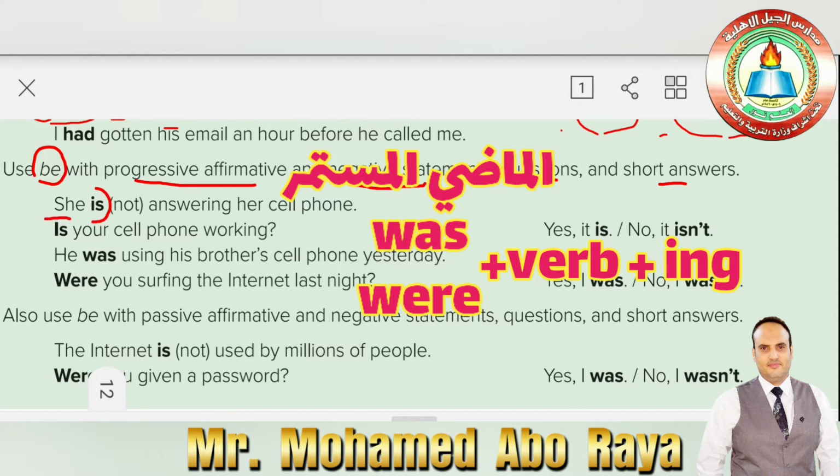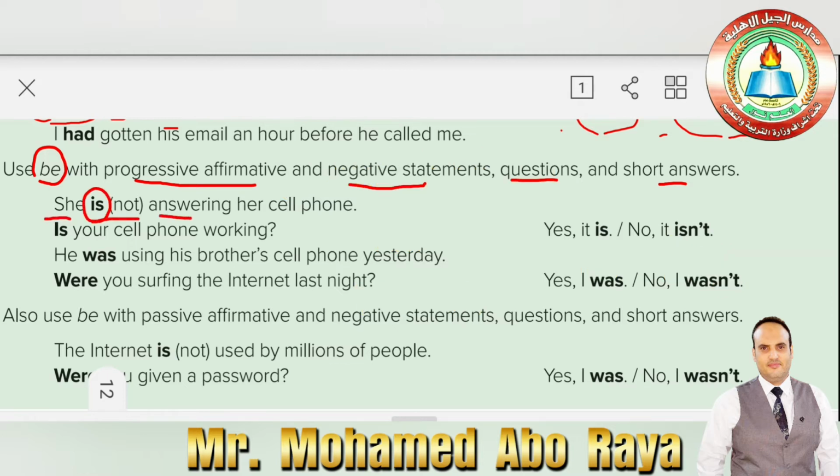She is or she is not answering her cell phone, verb plus ing. She is not answering her cell phone. In the case of question, begin your sentence with is. Is your cell phone working? If the answer is yes, you can say yes, it is. If the answer is no, you can say no, it isn't.